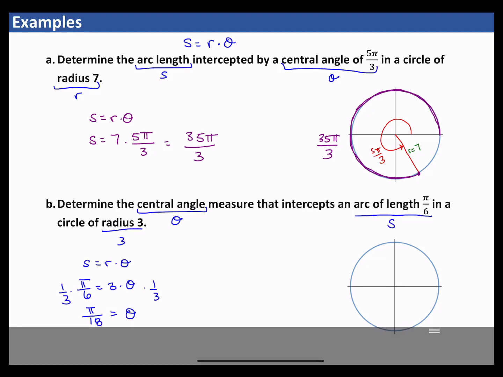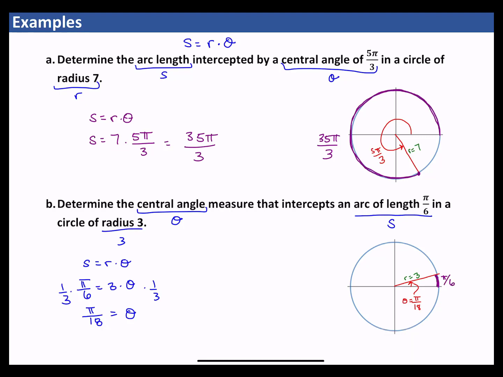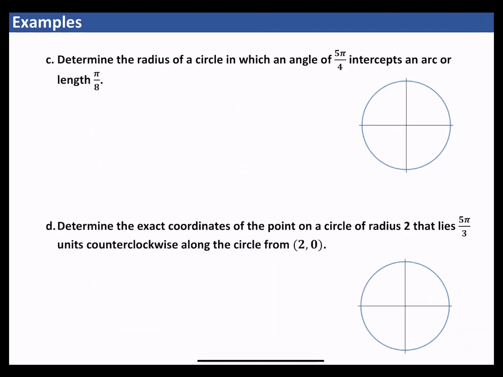So if we're trying to sketch what we just found, it's going to be a little challenging, but our central angle would be this small angle here, pi over 18 radians. The radius was 3, and the arc length, so this length here along the edge of the circle, is pi over 6. All right, we'll look at two more examples.